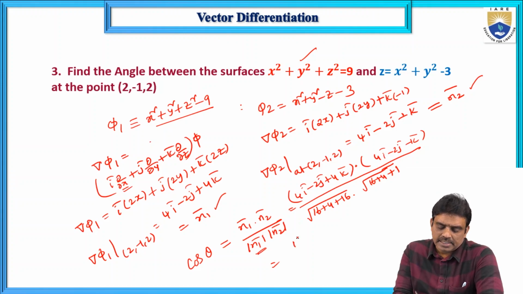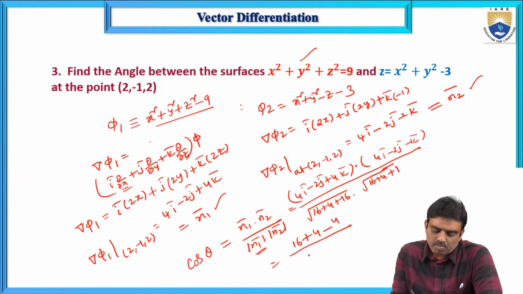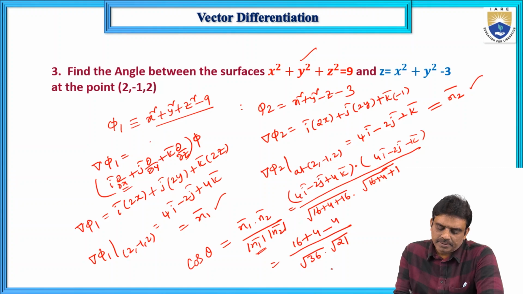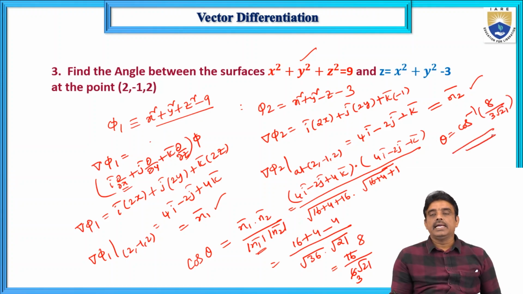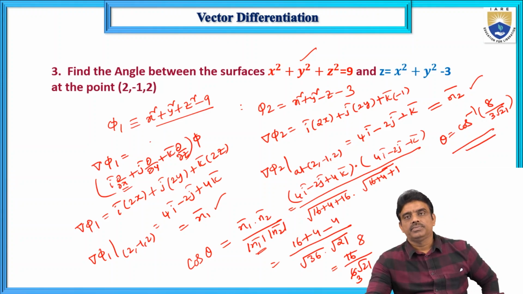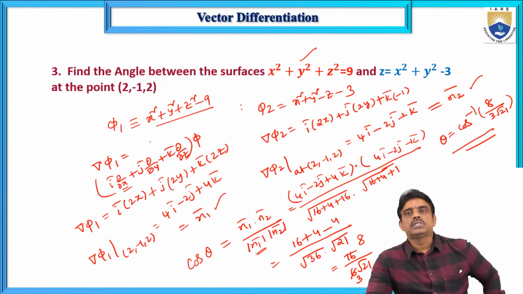So on using this, you will get 16 plus 4 minus 4 minus 1 minus 4... by root 36 into root 21. So 16 by 6 root 21, or 2 eights, 2 threes, so theta is equal to cos inverse of 8 by 3 root 21. This is the angle between the two normal vectors. Angle between the two normal vectors is nothing but the angle between the two surfaces.